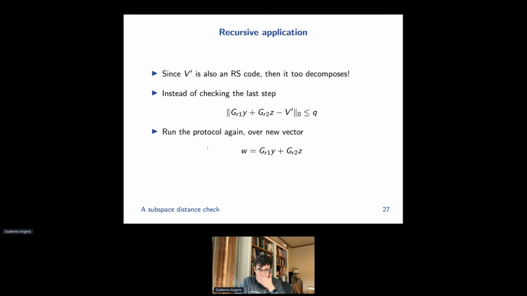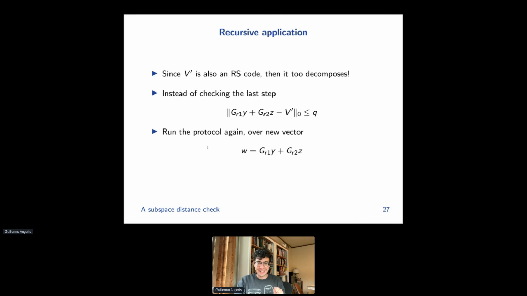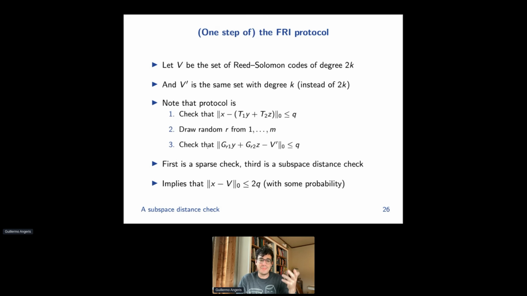Okay, so from before, we have this funny thing where at the end of the day, this is phi, right? This is just one step of phi. We also have this thing where this vector space v prime is also another set of Reed-Solomon codes of some degree, right? And so certainly it also decomposes in the same way that the original vector space decomposes. So instead of checking the last step that we have in this particular protocol, which is, we need to check that this linear combination of y and z are close to v prime, it suffices to simply create a new vector, right? And then run the same protocol again, right?